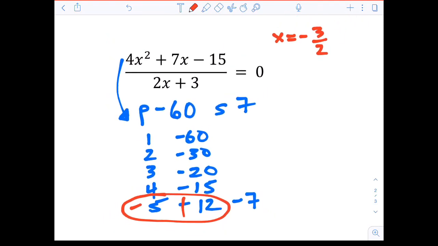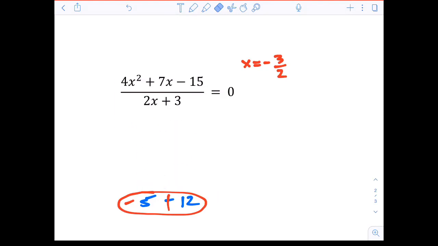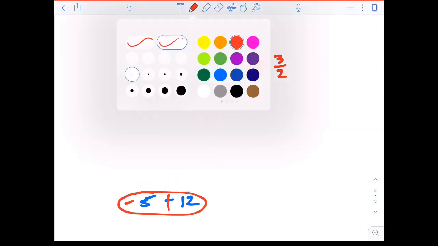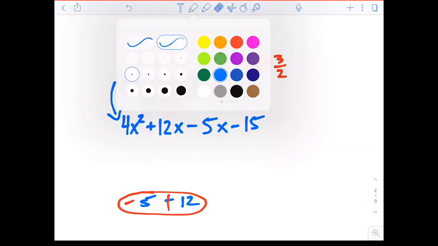So what I'm going to do is break up that middle number into those two. I'm going to erase what we got here. We found our two numbers. And I'm going to factor the top. So remember, when we factor the top, what we do is break up that middle number. I'm going to put the 12 first, because 12 I like goes with 4 really well. Minus 5x minus 15. And we're going to factor that one.